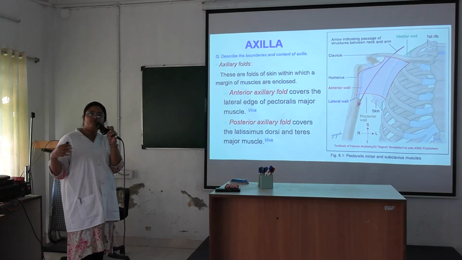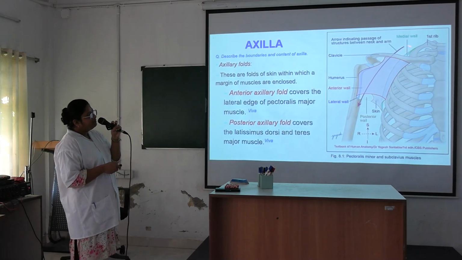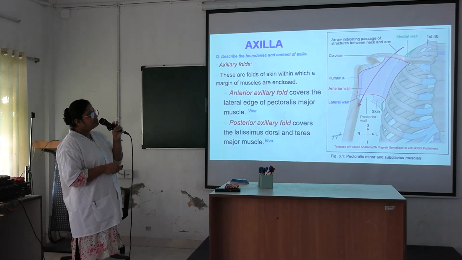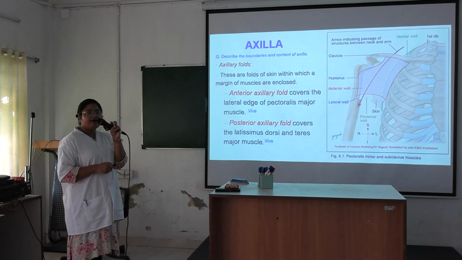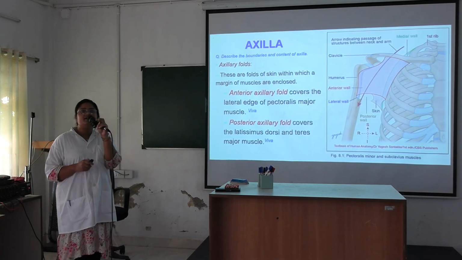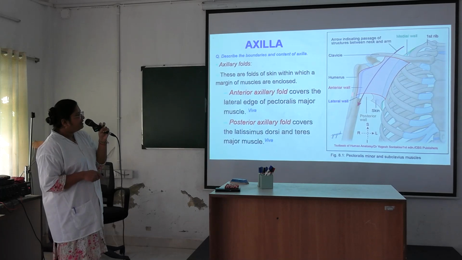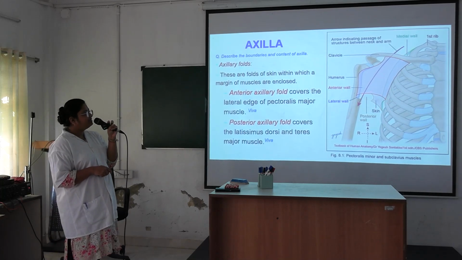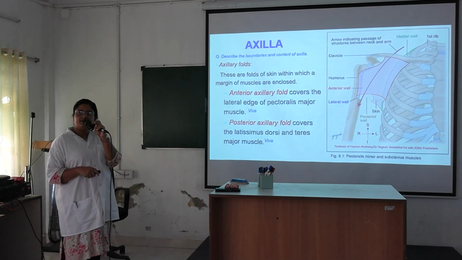So axilla has 4 walls, and here where it is connected to the neck, this part is known as cervicoaxillary canal. This forms the apex of the axilla, and here this is forming the base of the axilla.